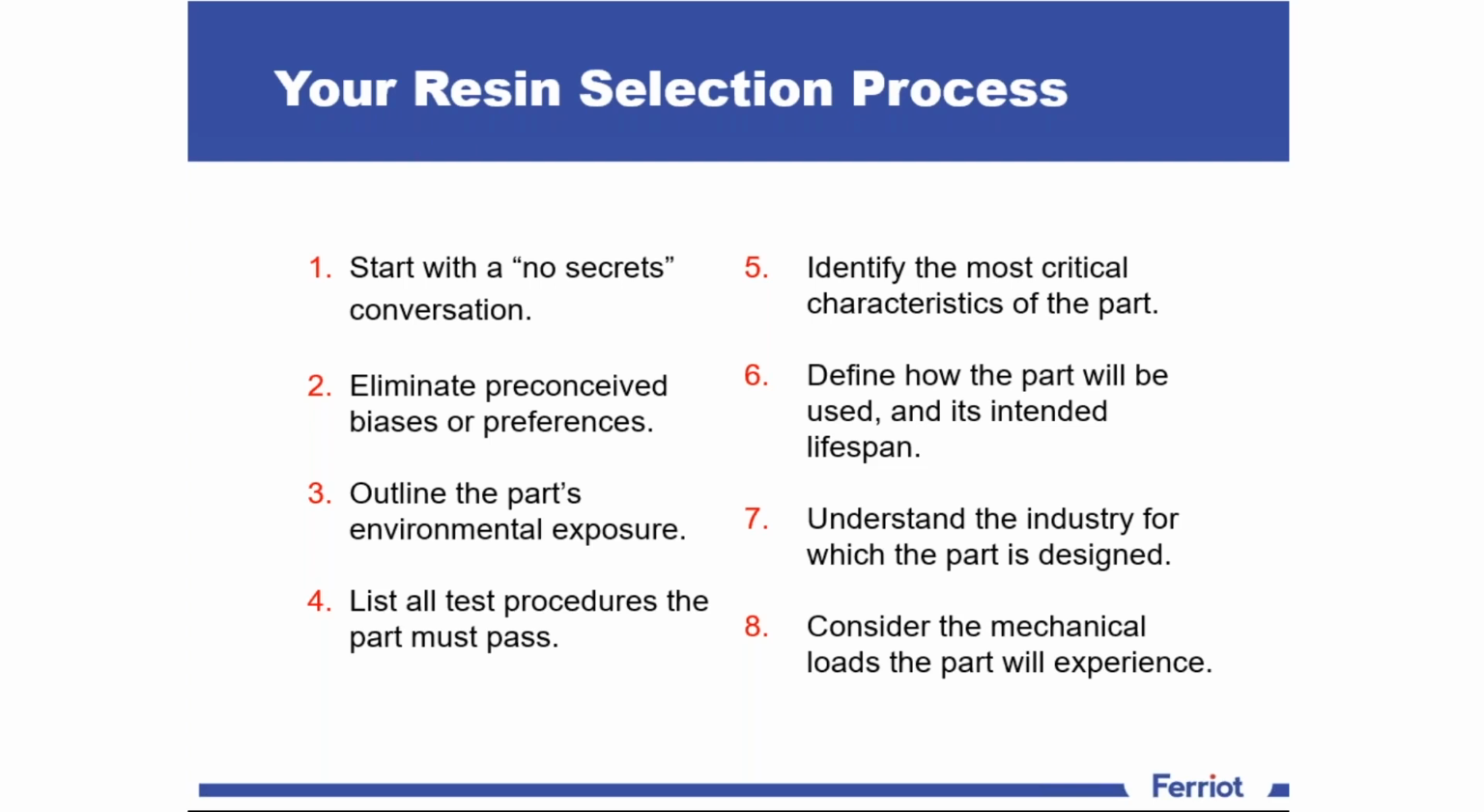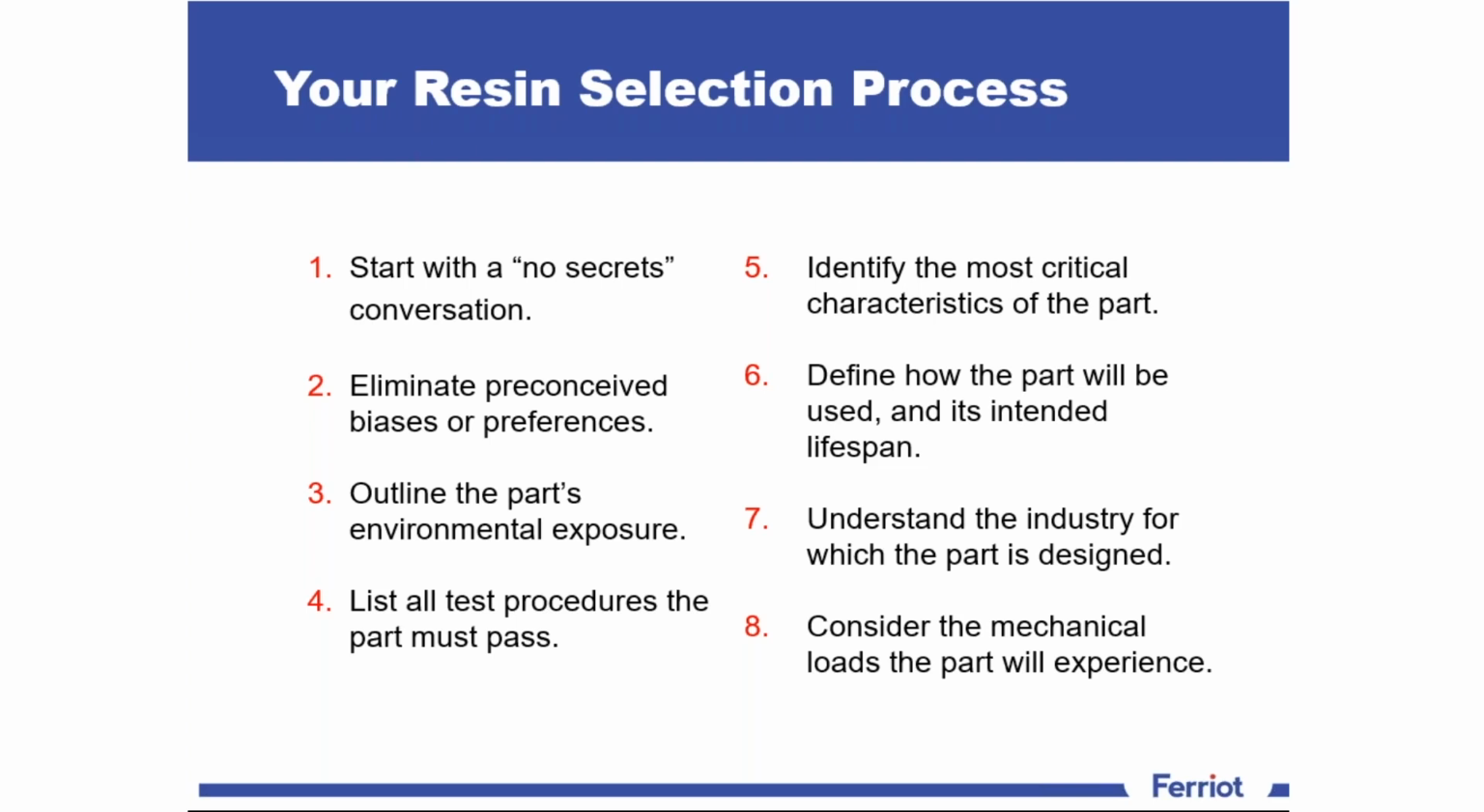Make sure your injection molded part producer is aware of all the conditions to which the finished part will be exposed, such as UV exposure, heat and cold, chemicals, radiation, mechanical loading, and the like. If the finished part must pass a specific test procedure, your injection molding producer needs that information early in the resin selection process. You and your injection molded producer need to identify the most critical characteristics of the finished part as soon as possible, even if it doesn't initially seem relevant to the resin selection process.